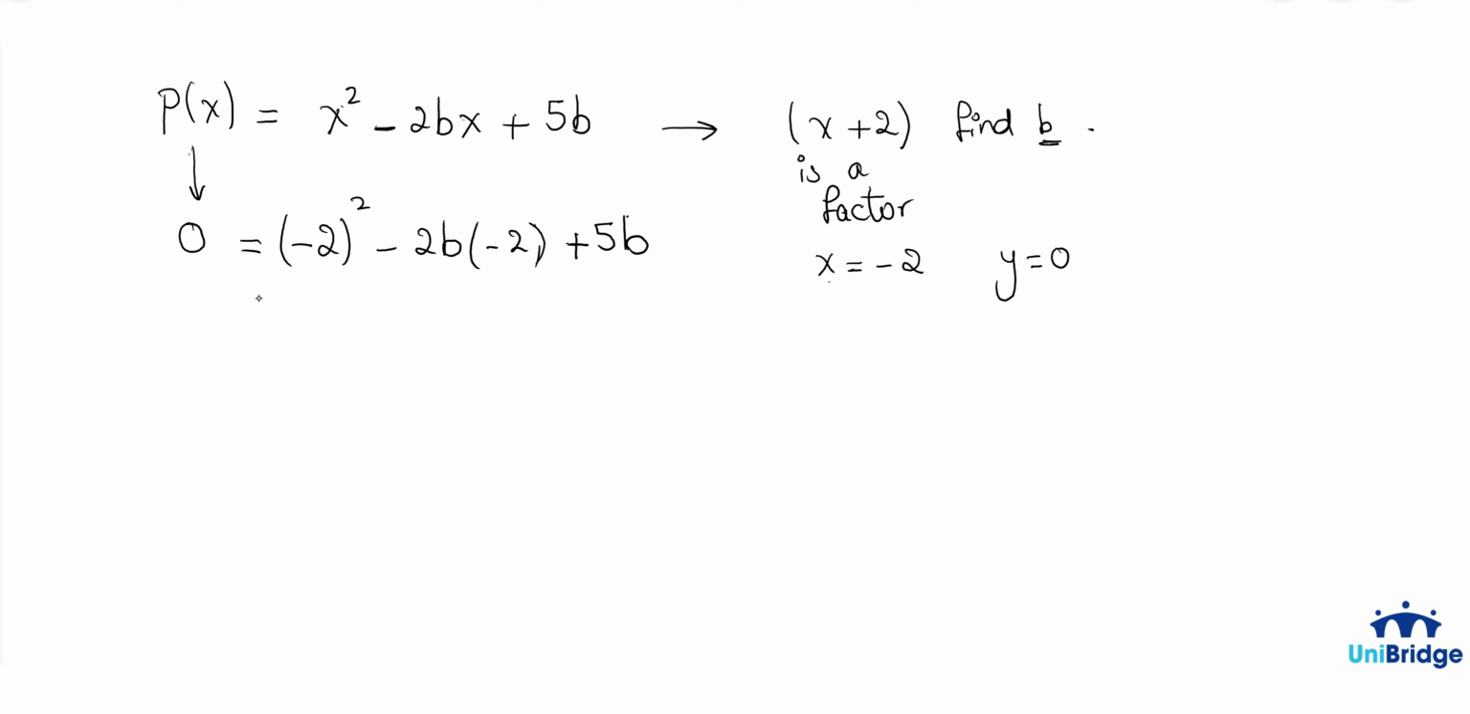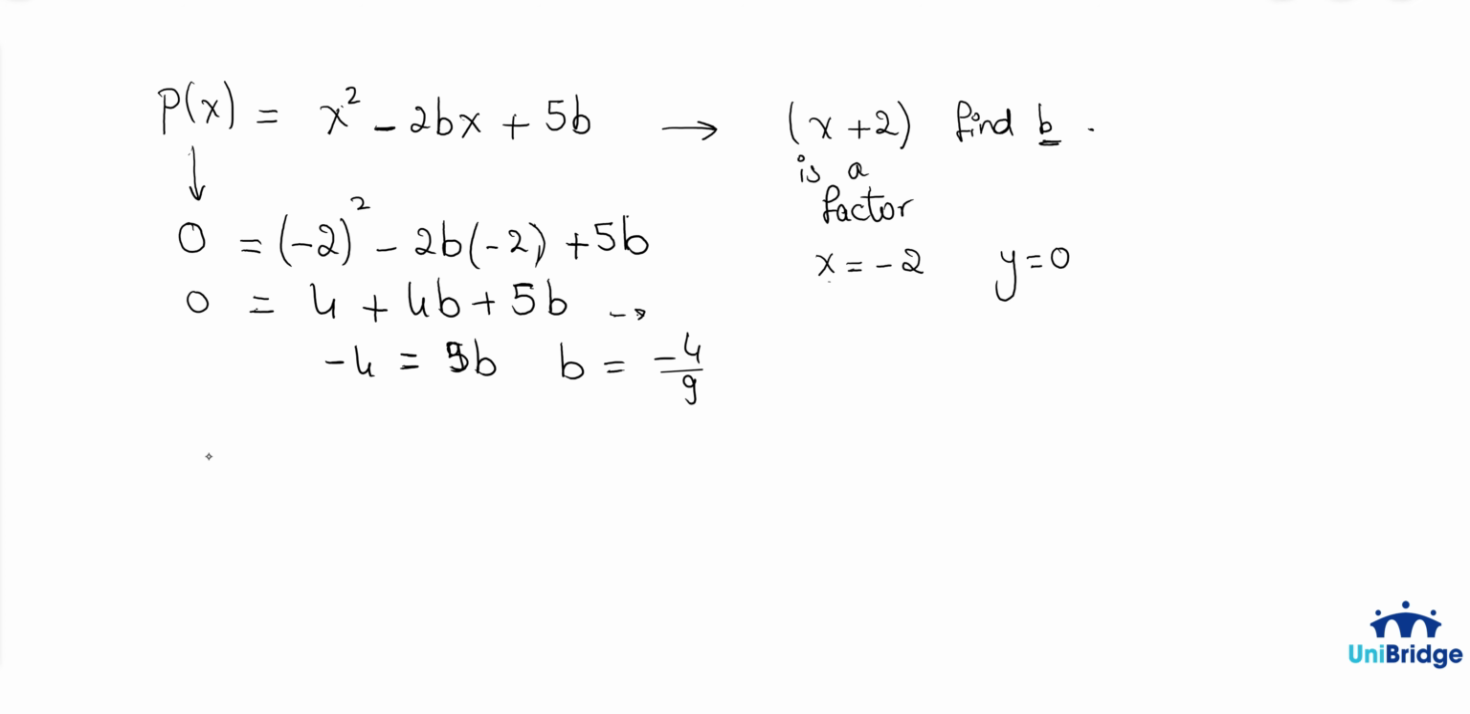You get to solve this into 4 plus 4b plus 5b is equal to 0. You can go ahead and solve this. You're going to get 9b is equal to negative 4. So b is going to be equal to negative 4 divided by 9. This is the value of b that will ensure that x plus 2 is a factor.